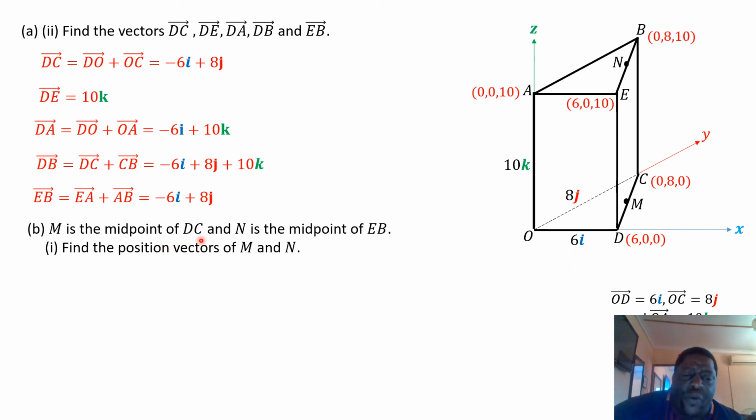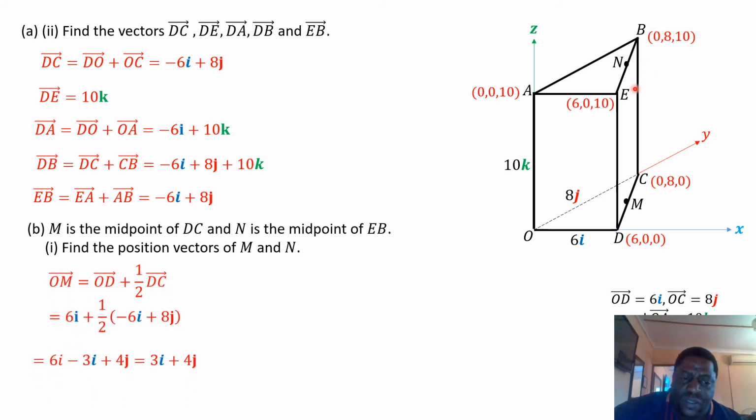They say M is the midpoint on DC. So wherever DC is, M is the midpoint, as you can see. And N is the midpoint on EB. What is the position vector of M to N? Well, that should be straightforward. So to go from M to N, again, remember what I did with the previous question. You're looking for the position vectors of M and N.